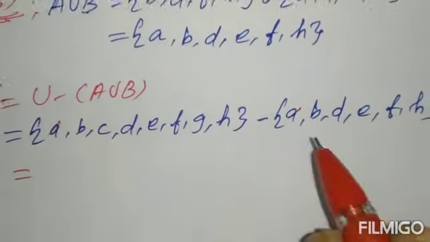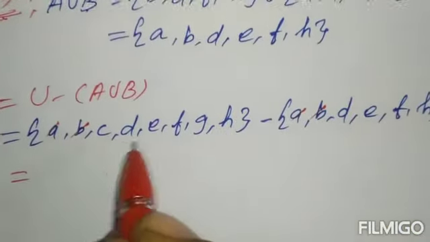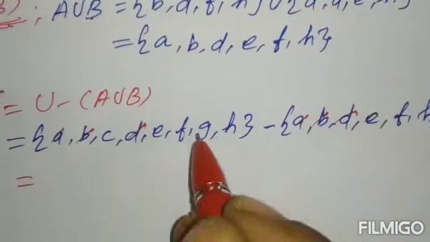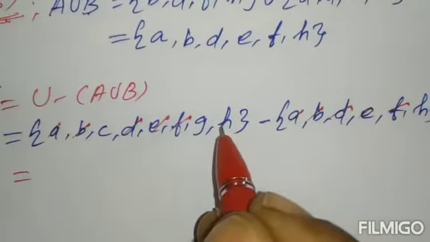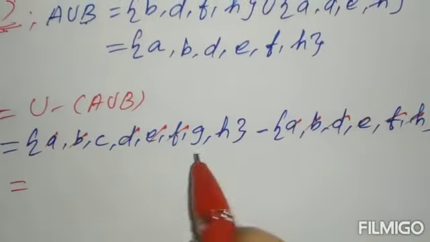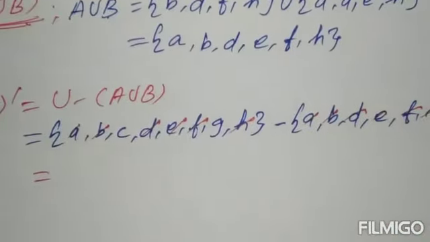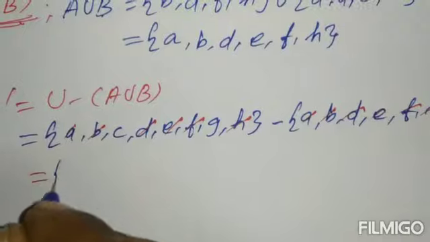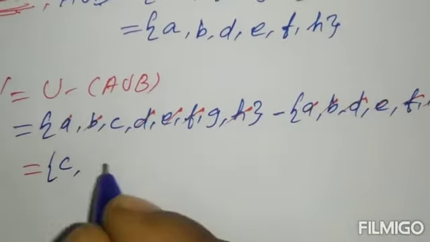A is present in both, so cancel it. B also is in both. Then D is in both, so cancel it. Then E, then F, then H. So these are the common elements. These are the elements we have to subtract; we have to reject them. So we have to write the remaining: C, then the remaining one is G.